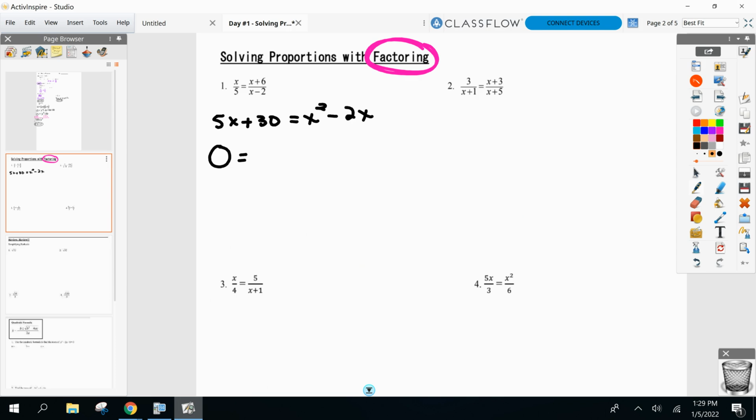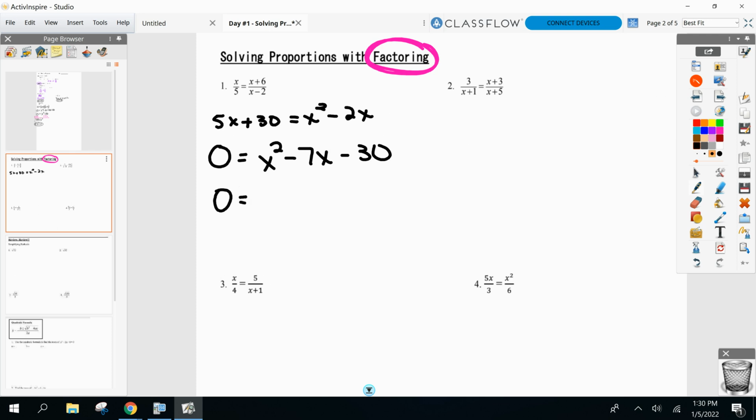Mahmoud, when you're ready. What do I have? X squared. There you go. Good, great job. So get it equal to 0. Now we can talk factoring. Now we can talk, how do I factor this?